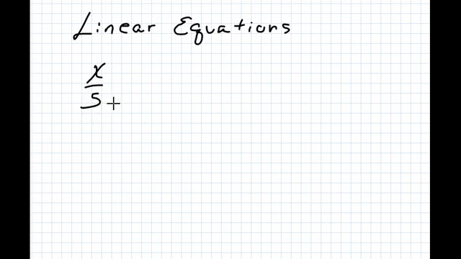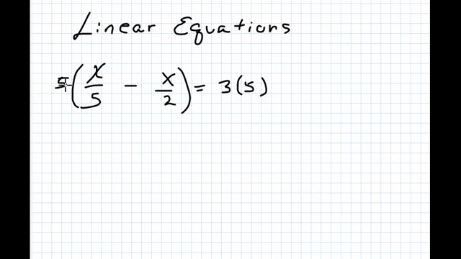Alright, let's look at this one here. Hopefully I've got enough time. Minus x over 2 is equal to 3. So I'm going to get rid of this fraction. I'm going to multiply both sides by 5. And so we end up with x minus 5 halves x is equal to 15. And then I'm going to multiply both sides by 2 all the way across. So we end up with, and I'm going to skip a step here, hopefully you can keep up.